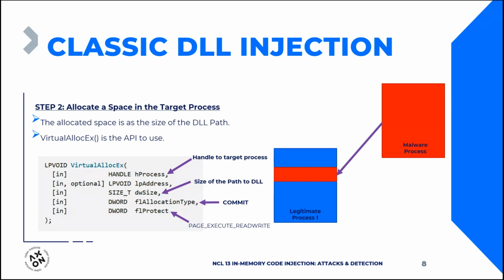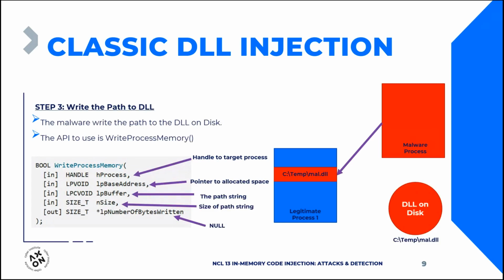So you do VirtualAlloc, you have allocated space, as you can see here with the red box inside process one. Once you have allocated and reserved that memory, now you are going to write something inside that reserved memory space. And what you are going to write is the path to the DLL.